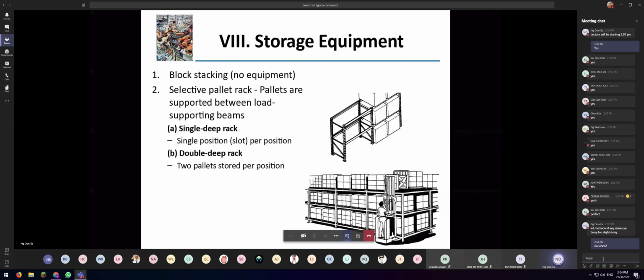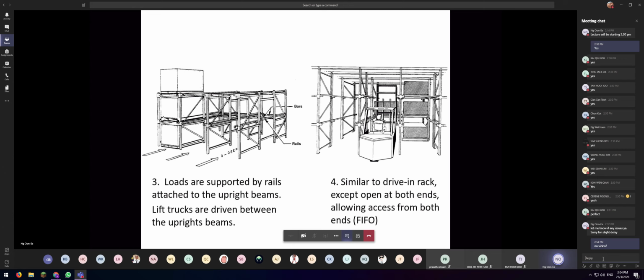You can have a single deep rack where every position has a single slot. Double deep, where every position has 2 slots, which means that your method of loading it, whether it's manual or automated, you need to be able to reach the second slot inside. The loads are supported by rails attached to the upright beams, and you can drive lift trucks between the upright beams in order to remove or to place in your pallets.